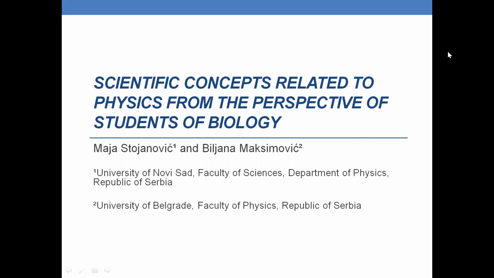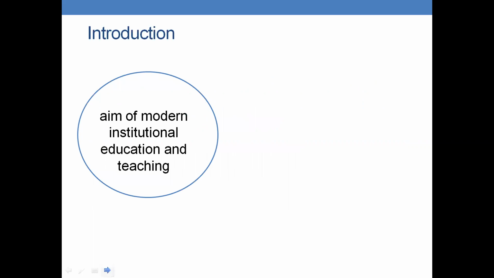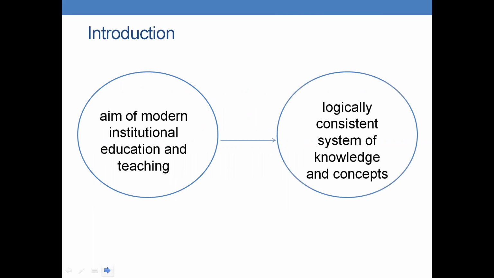If we start with the aim of modern institutional education and teaching as its primary forms of organized formation, which represents a complete and logically consistent system of knowledge and concepts for students, as well as the outcomes of the educational process in the classroom, then we can say it is clear why many studies pay special attention to examining how students acquire scientific concepts and how they use scientific terminology. So this paper is also focused on this issue.